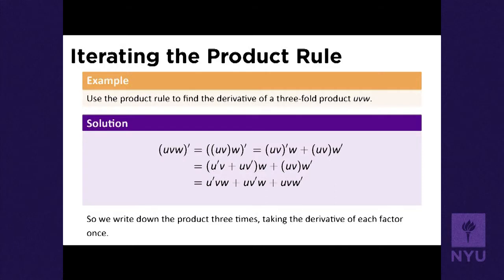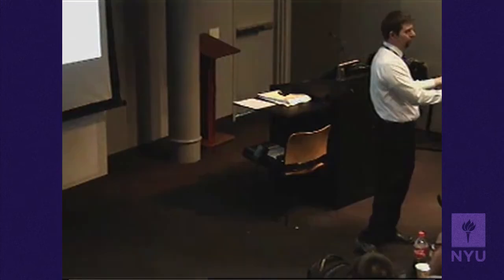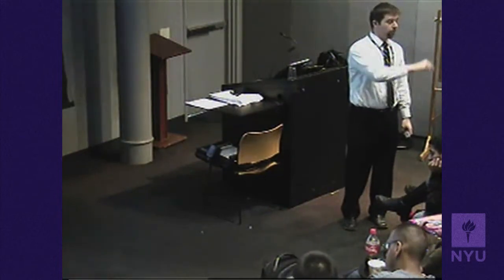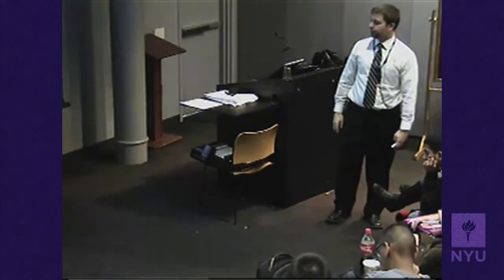Okay? And you can see how that might generalize. If I have more than 3, say I have 4 things, then I'll write down all 4 of them, differentiate the first. Write down all 4 again, differentiate the second. Write down all 4, differentiate the third. Write down all 4, differentiate the fourth. So that's how the product rule goes. It looks at the change in each factor of the product separately.